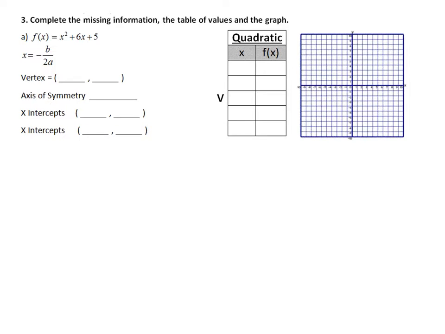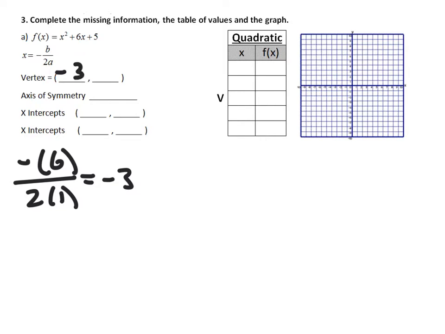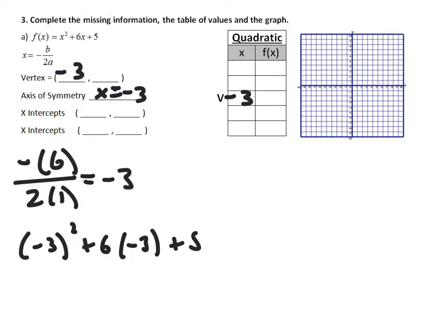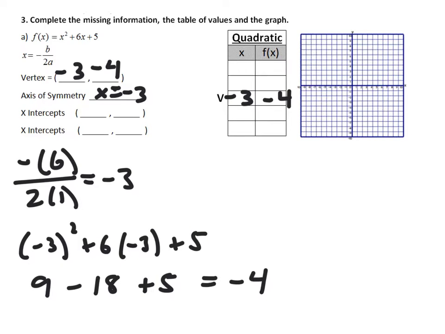All right, to find the vertex, I'm going to do the negative of b over 2 times a. I get -3, so I know the vertex is at -3. I know my axis of symmetry is at -3. Now I'm going to plug in -3: -3 squared plus 6 times -3 plus 5, 9 minus 18 plus 5, looks like a -4 value. So we are at -4. So -3, -4, this is tough with the stylus, but it's somewhere down here.